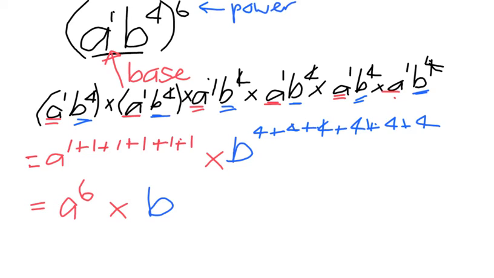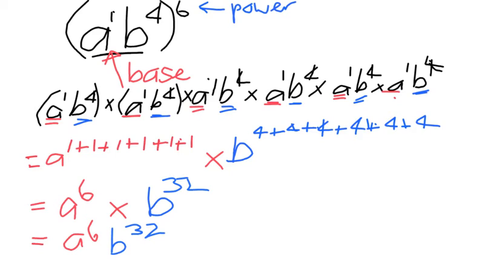So we have 4 plus 4 is 8, plus 4 is 12, plus 4 is 16, then we have 20, 24, and another 4 is 28... B to the power of 32. We can simplify this to A to the power of 6, B to the power of 32.